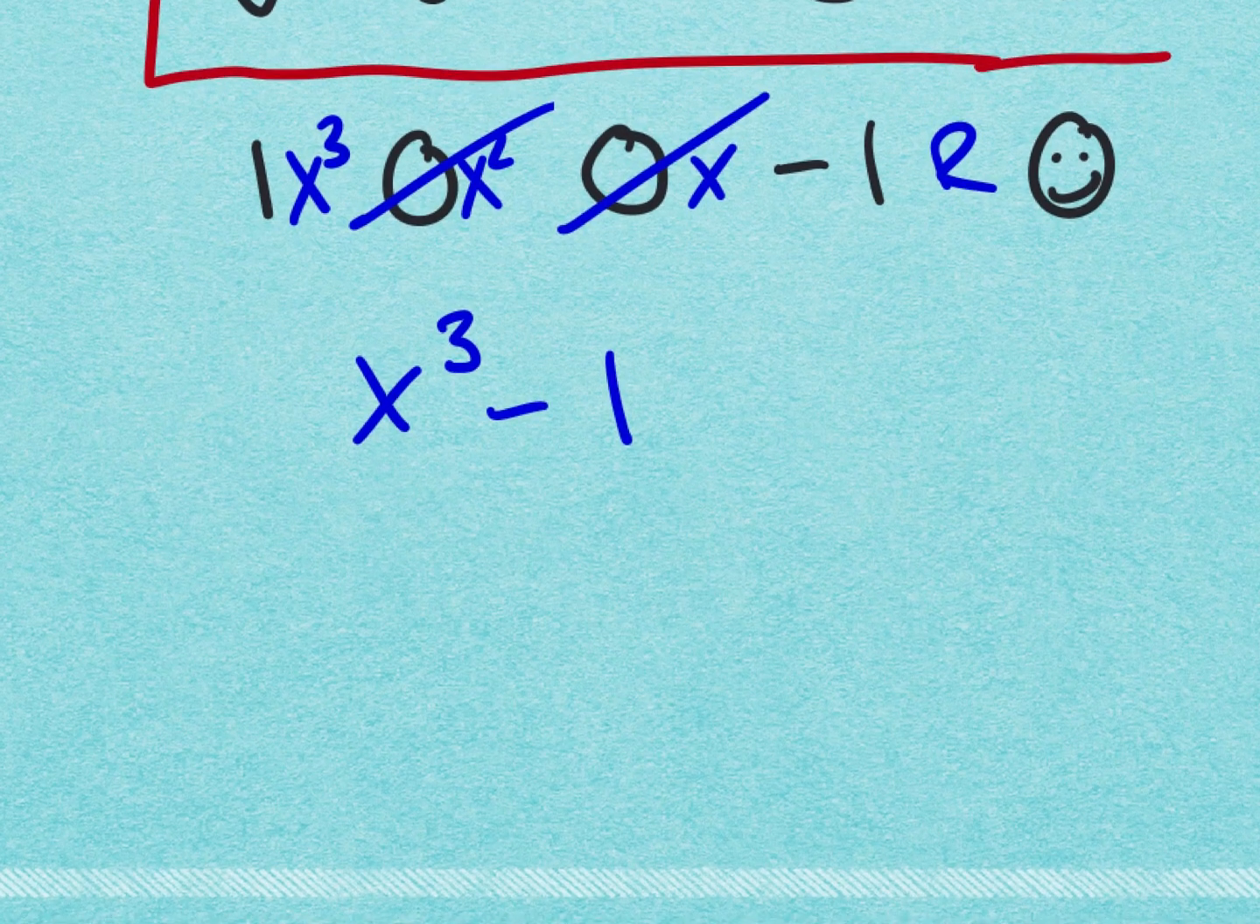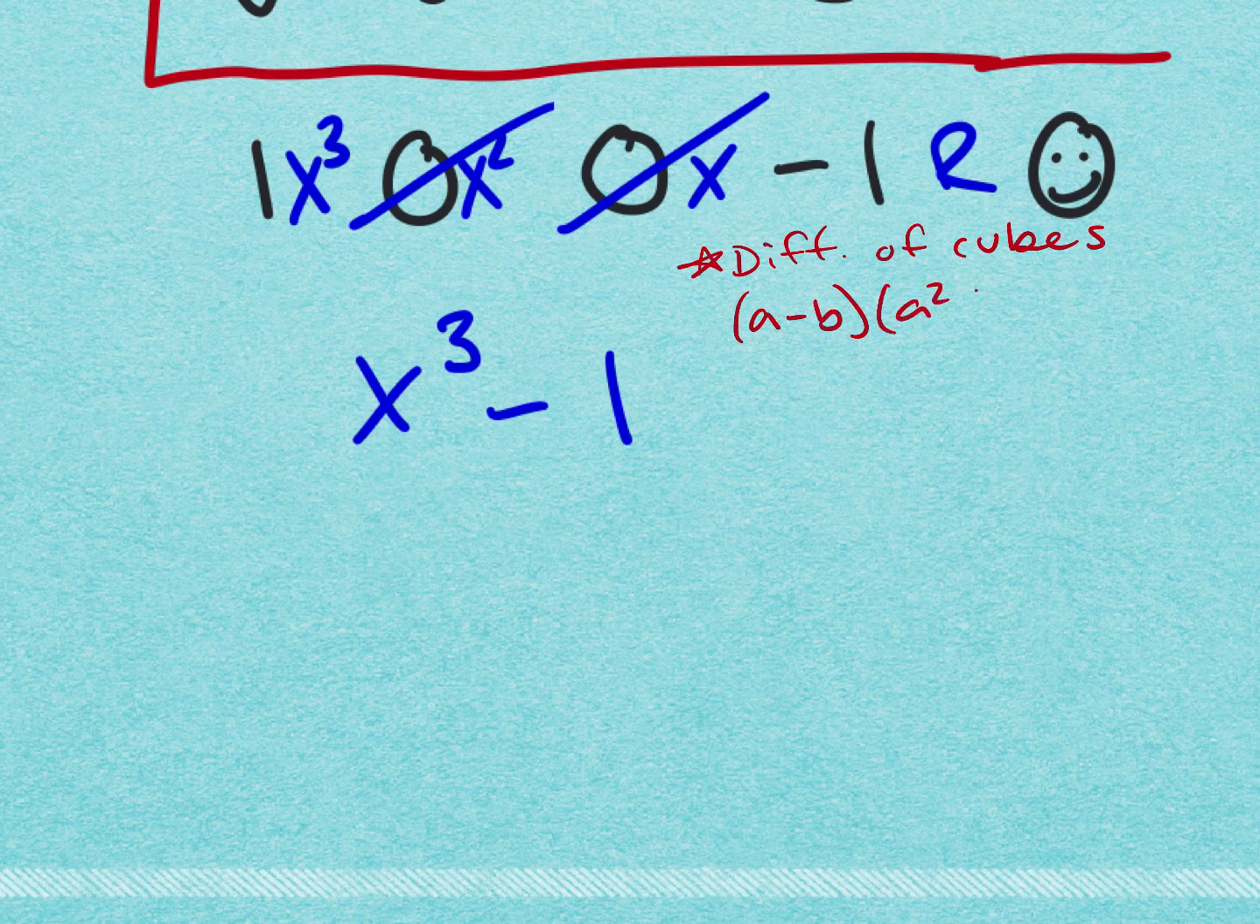What's special about x cubed and 1? They're both perfect cubes. So this would be the difference of cubes, which is that formula that we have to remember. So the difference of cubes formula is a minus b times a squared plus ab plus b squared. So if a cubed is x cubed, what is just a? X. If b cubed is 1, what is just b? 1. So let's plug everything into our formula.